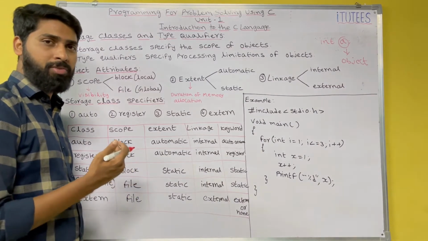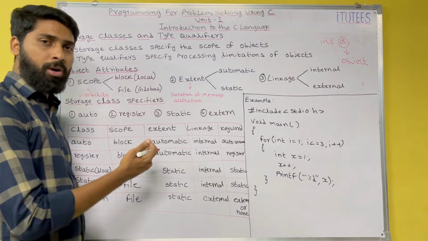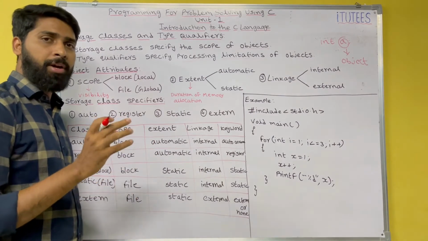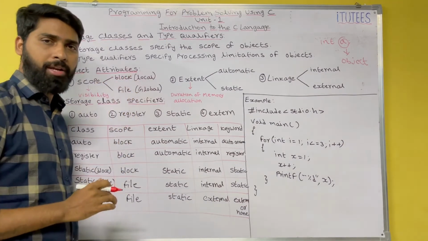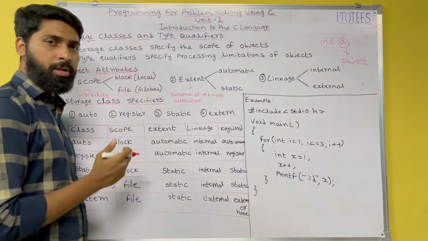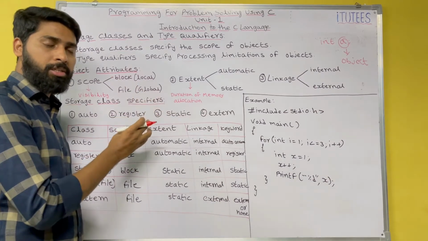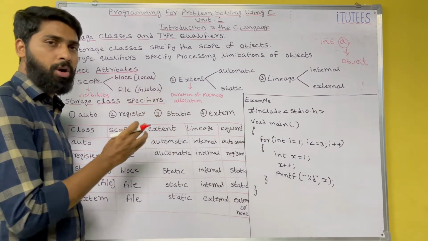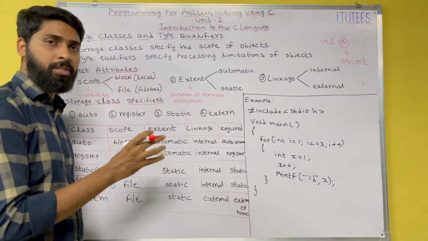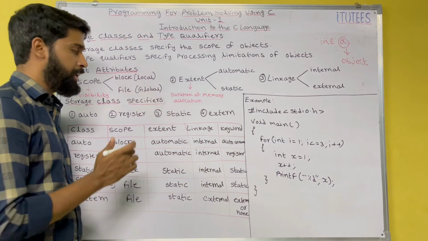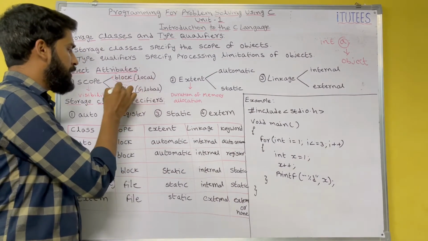In our previous class we discussed scope, local and global. So we have two types of scopes. One is block, another one is file. Block is nothing but local. The object is restricted to a block, that means local to a block. Another one is the object is accessed within the file. So one is block, another one is file.